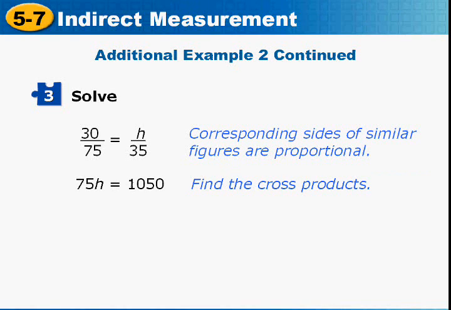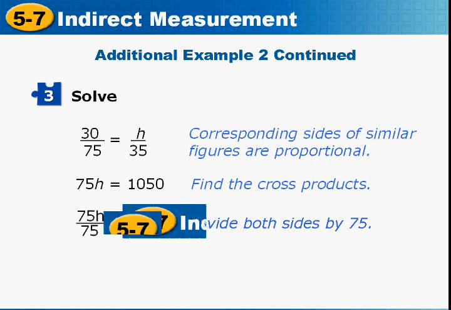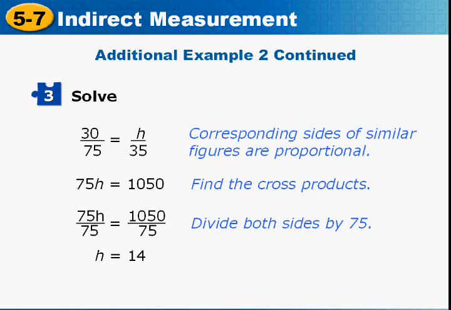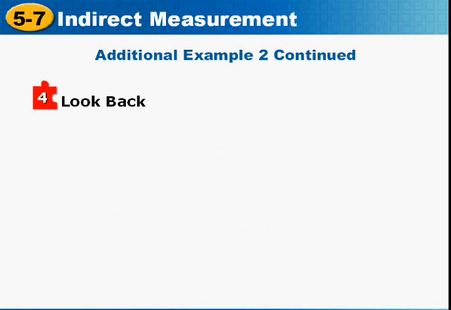Find cross products. 75 times H is 75H. 30 times 35 gave us 1050. Divide both sides by 75, because that's the inverse operation of multiplication. And you get 14. So the height of the tree is 14 feet.